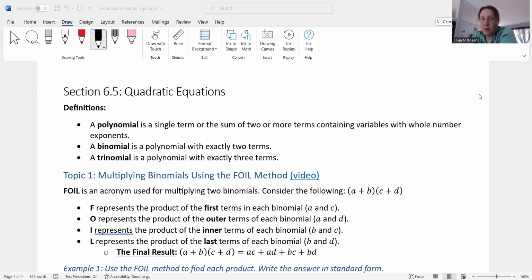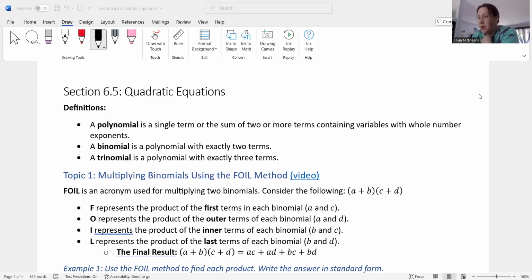For section 6.5, we're going to talk about quadratic equations. So we've got to do some preliminary work before we dive into the actual quadratic equations themselves. But just as a quick overview, in the previous sections in chapter 6, we were talking about linear equations in one variable.